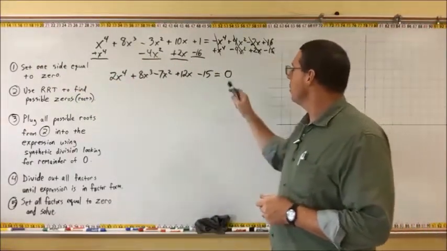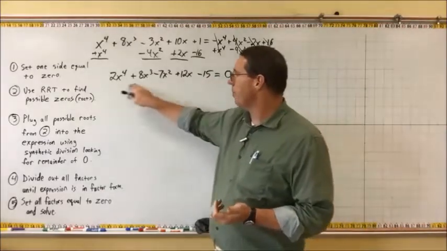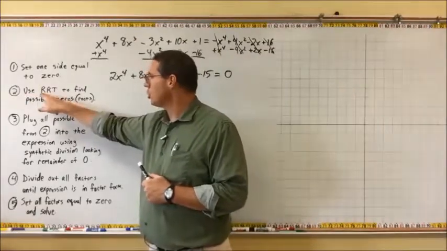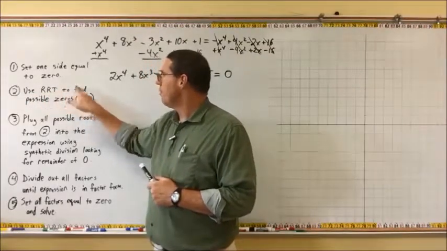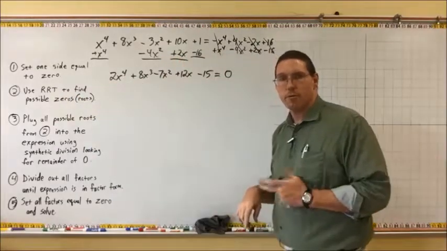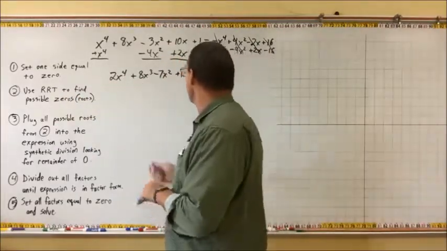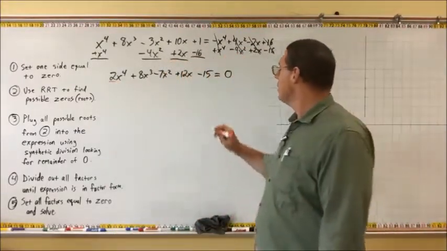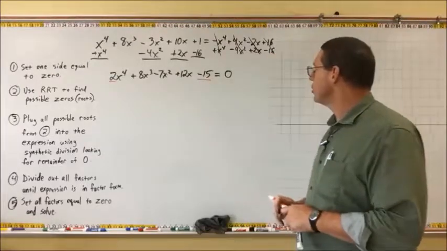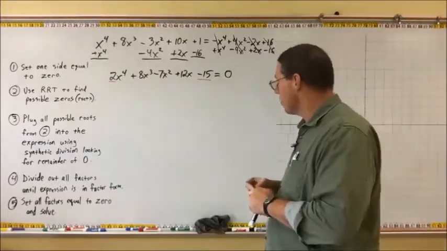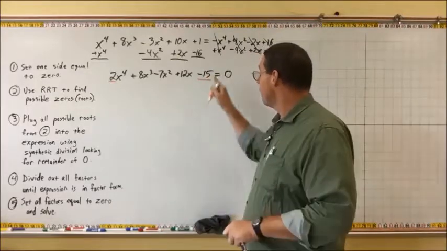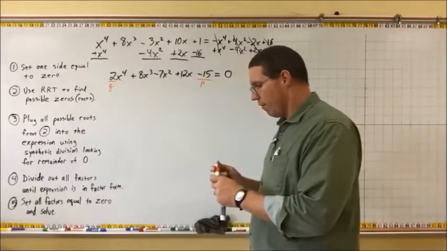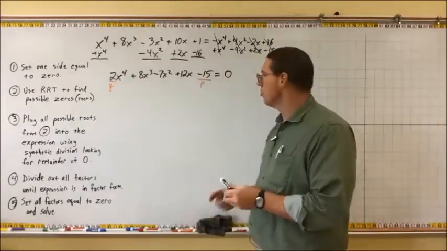Okay? Now we're going to ignore this side of the equation. Now we really care about this polynomial expression here. The next step, step 2, we're going to use the Rational Root Theorem to find all of the possible zeros. So remember, the Rational Root Theorem says you have to look at the coefficient of the highest power, and the last number, the constant. The factors of those numbers will give you your p's and your q's for all of your possible rational roots.